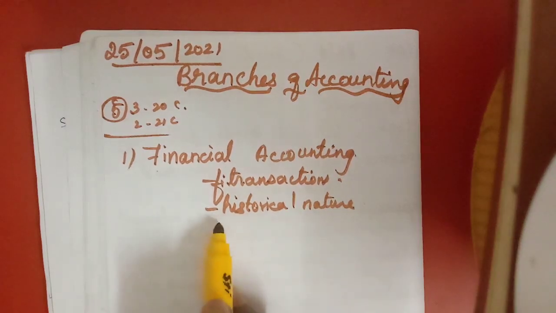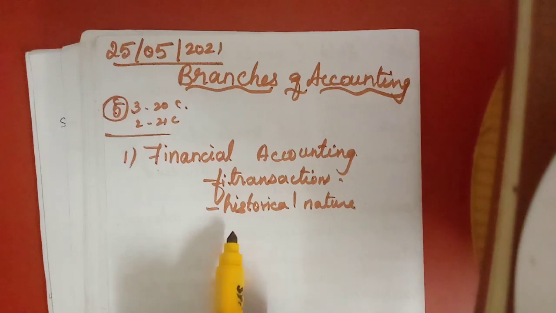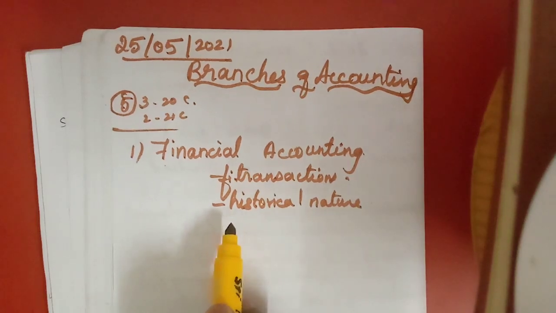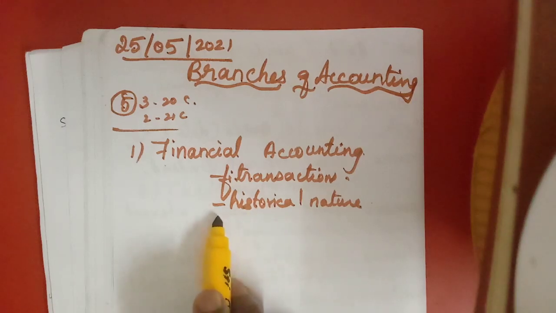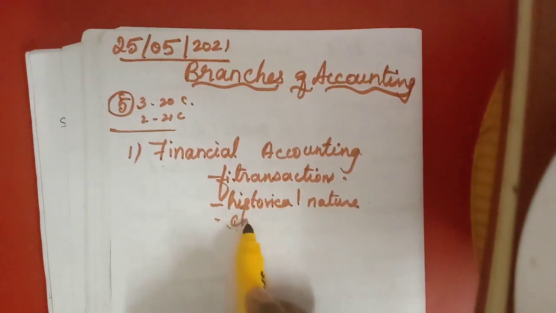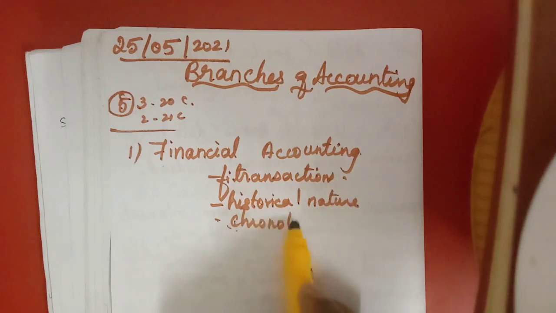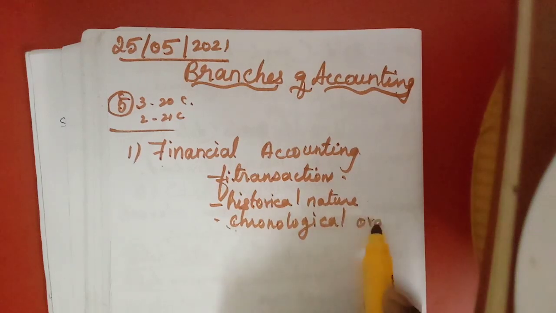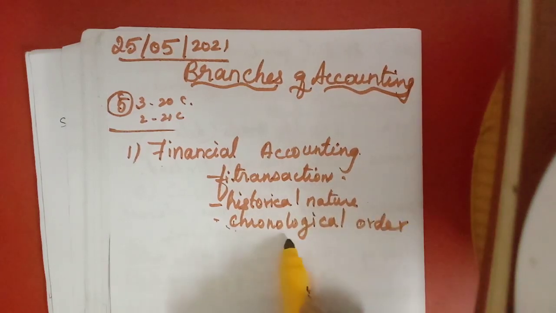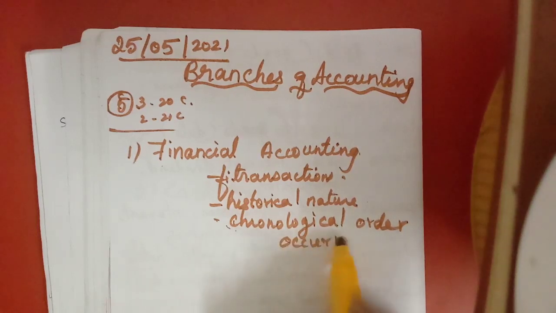And we also use the historical cost, not the future market price, but the historical price or the cost price. The original cost price only we enter in the books of accounts. And how is it entered? In chronological order. Transactions are entered in chronological order, that means the order of occurrence.